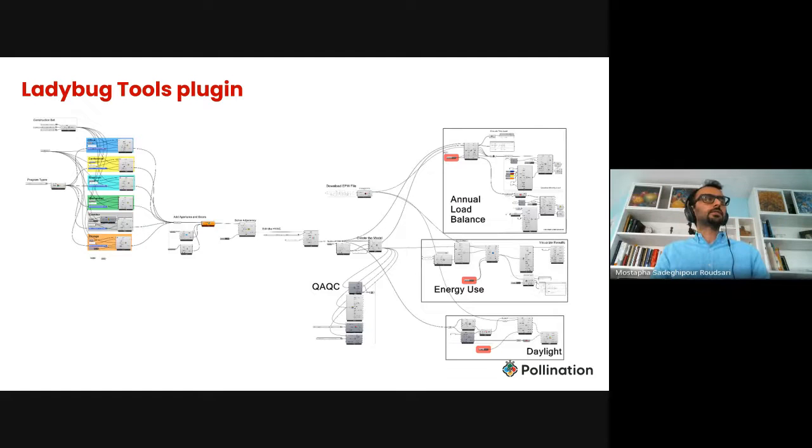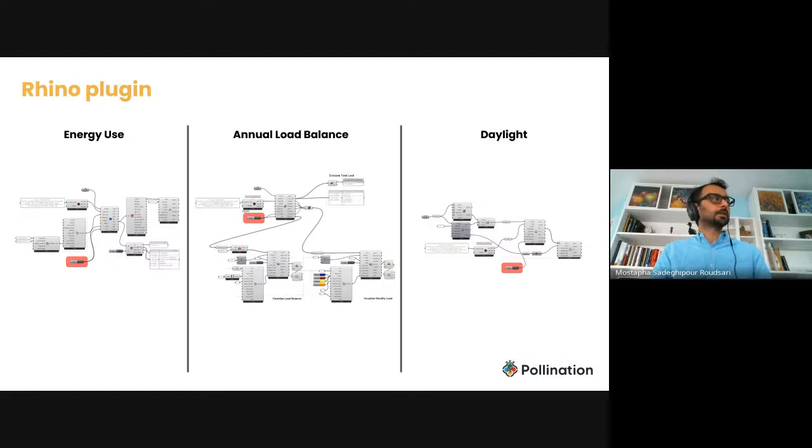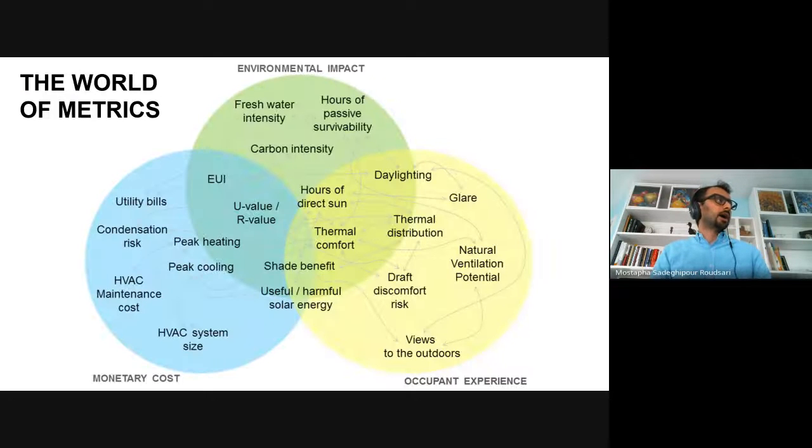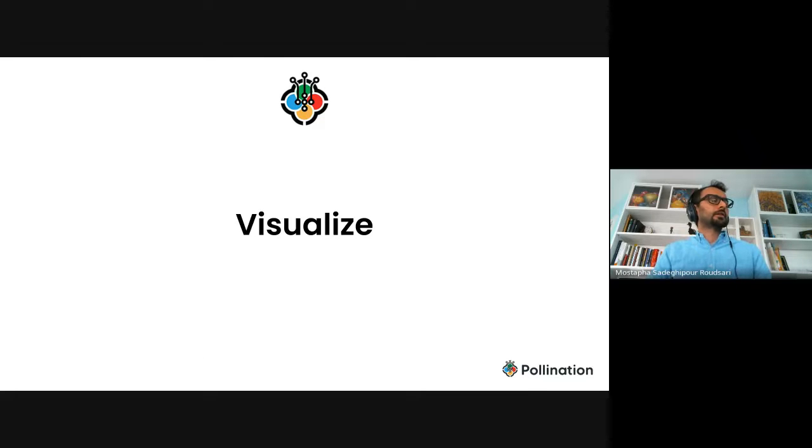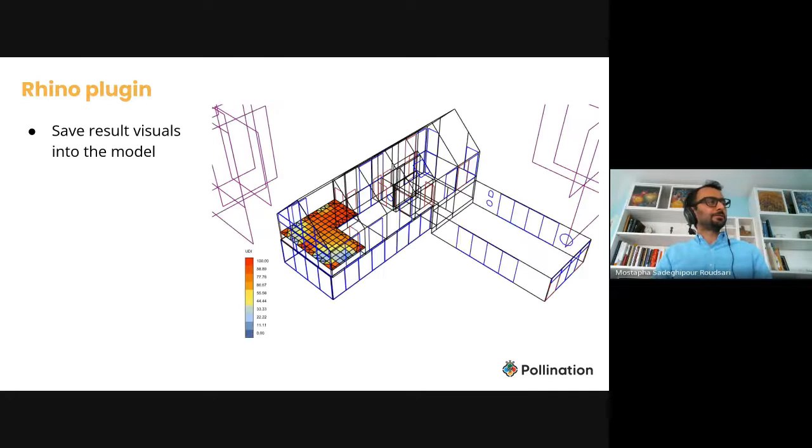So instead of this approach of having everything copy pasted in several files because you have to keep it like that, you get energy use, annual load balance, and daylight in 3 different reusable, easier to maintain scripts. And as you saw, if you want, you can also use the recipes and run them on Pollination. And you can easily move between different metrics that you want to move quicker without being locked in with these large files. Finally, on top of that, you can visualize.